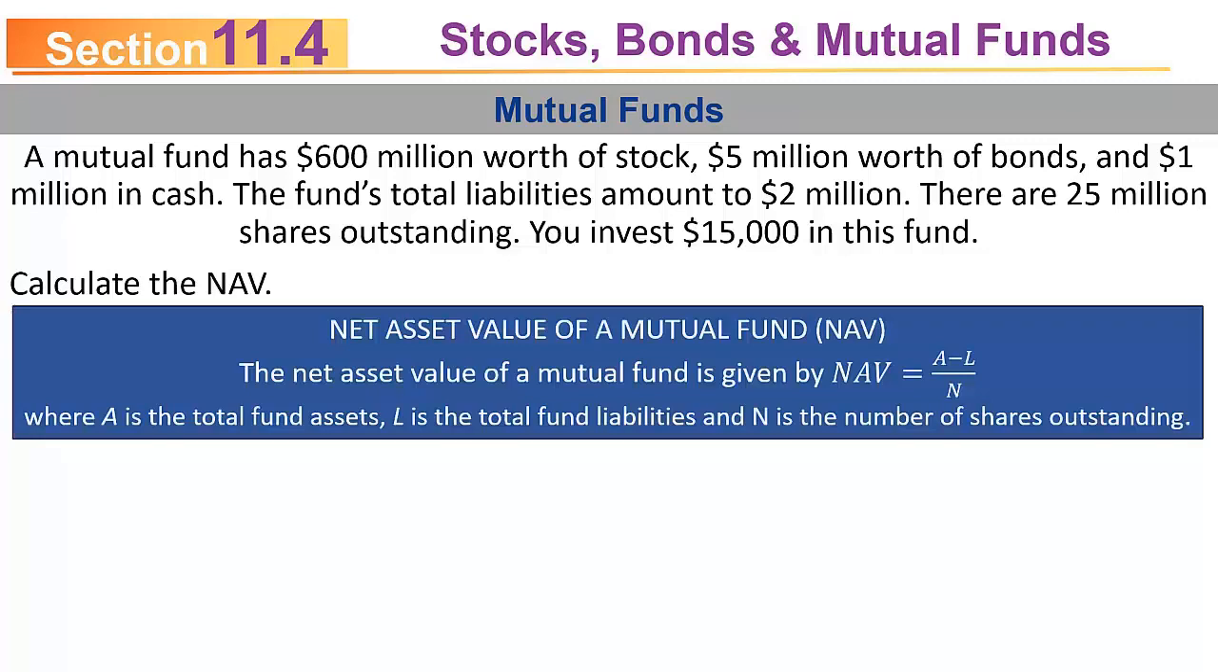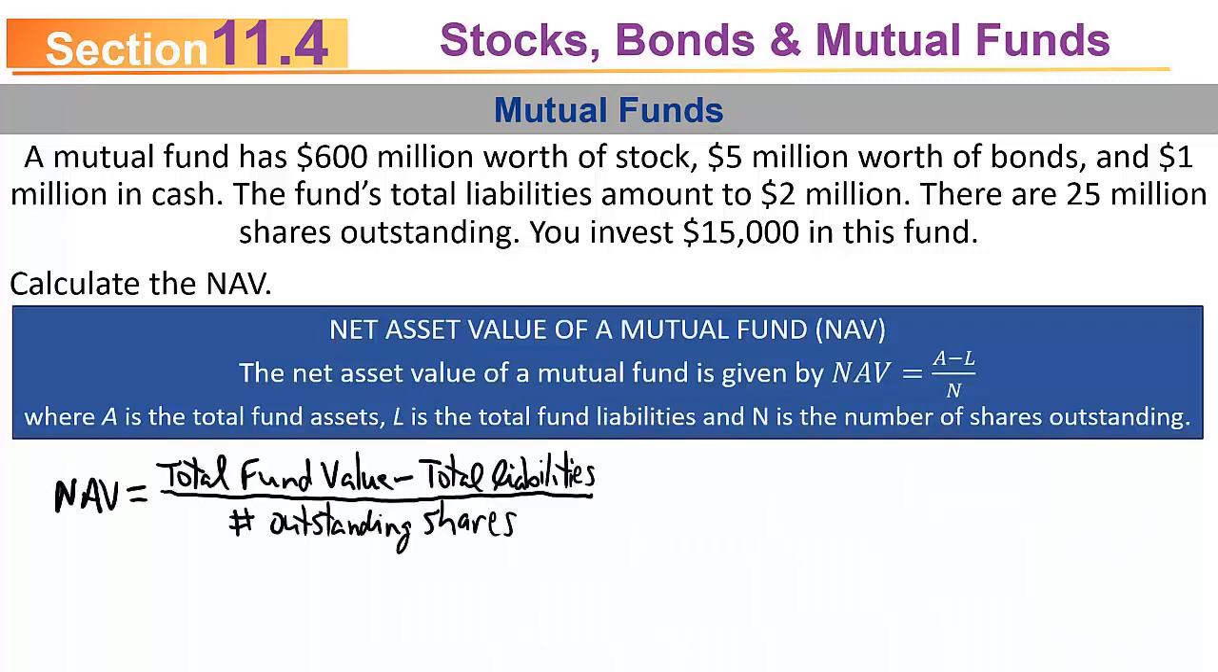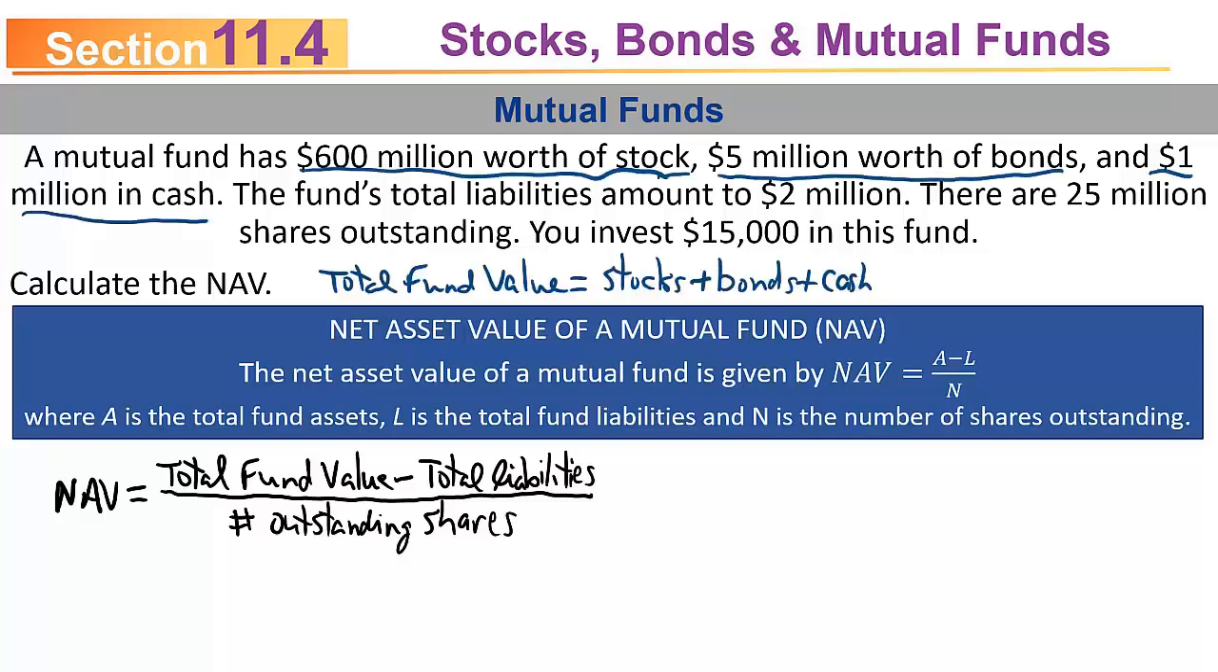NAV is (A minus L) over N. If you have trouble remembering all those letters, just think of it in words. The NAV is the total fund value minus the total liabilities divided by how many shares are outstanding. In other words, how many shares exist of that fund. So here the total fund value is the sum of the stocks and bonds and cash. You're told you have $600 million worth of stock, another $5 million worth of bonds, and then $1 million worth of cash. So $600 million plus $5 million plus $1 million is $606 million. So the total fund value is $606 million.